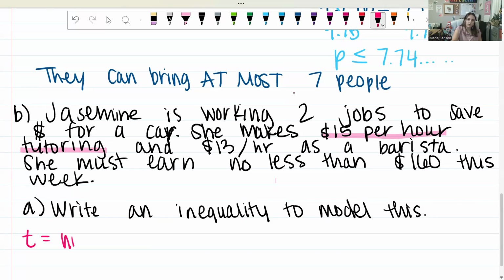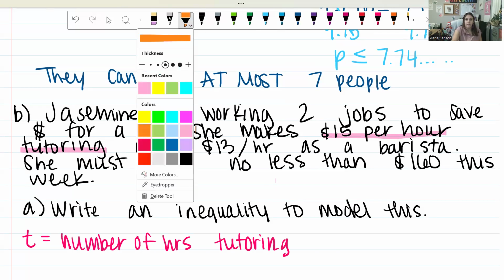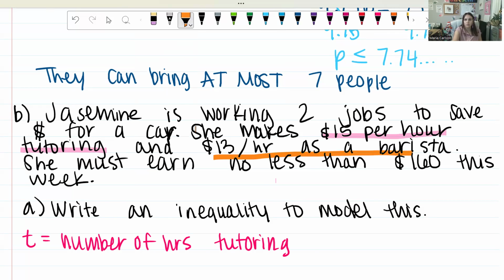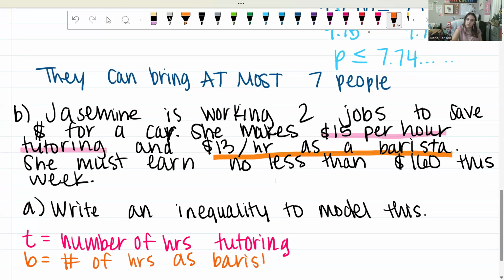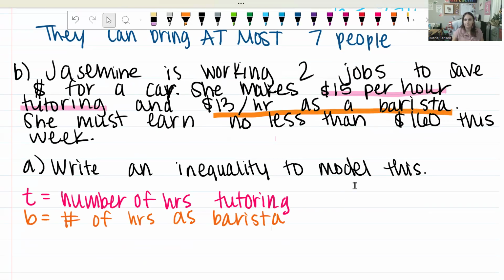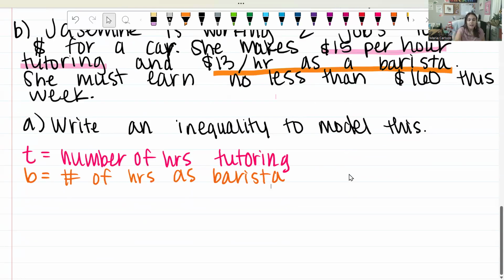So T is the number of hours tutoring. And then the other job is as a barista, where she is making $13 per hour. So I will have B represent her number of hours as a barista, which a barista makes coffee, like at Starbucks or wherever you go to get your coffee, if you drink coffee.